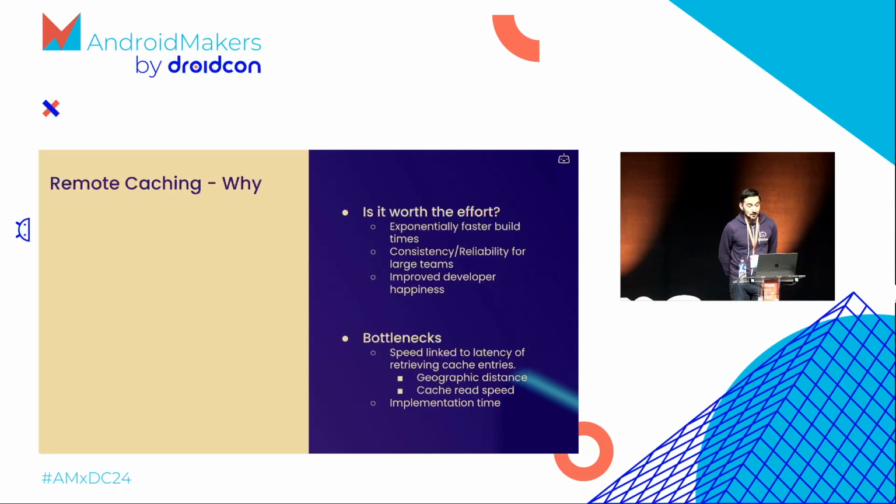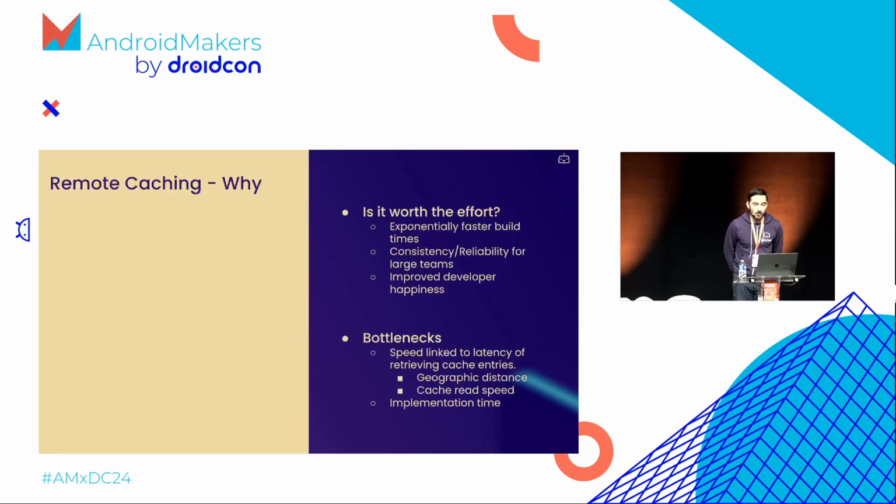Yeah, why would you use remote caching? Is it worth it? It definitely is. Like, as we just heard with that ideal case example, it can make your builds exponentially faster. The consistency and reliability for large teams are quite heavily improved. And of course, having faster builds ultimately improves the developer happiness as well.